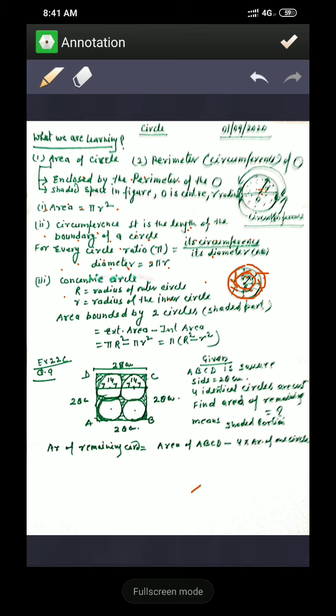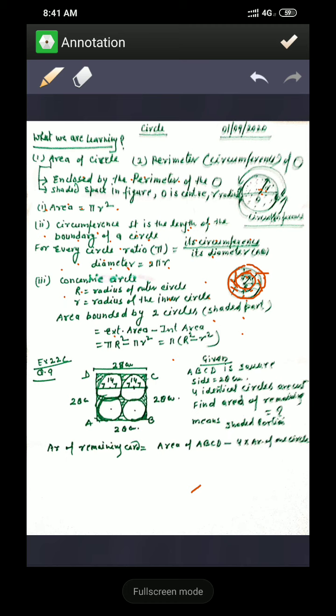if you have to find the area of this shaded or bounded portion, then consider R as the radius of the outer circle and small r as the radius of the inner circle. So the area bounded by two circles, or the shaded part, is equal to the external area minus the internal area, which is pi R square minus pi r square. Pi will be common here, so pi times R square minus r square. So these are the few things which are in your course.